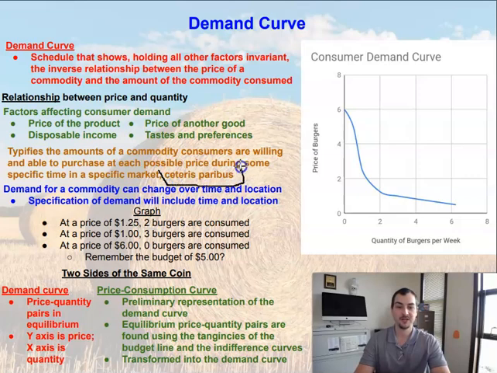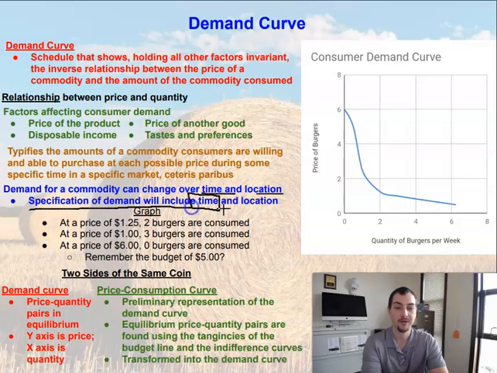All of this is ceteris paribus, assuming nothing else changes, like no food scares or your taste and preferences don't change. So, the demand for a commodity can change over time and location, and a specification of demand will include both this time and this location aspect.